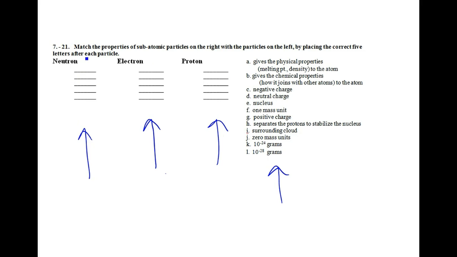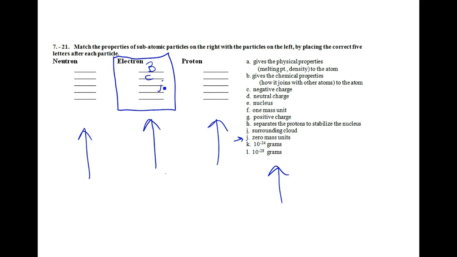So let's just focus on the electron since it was first there on the test, if I remember right. Electron does not give the physical properties. It's in charge of the chemical properties. So you would put a B here. It has a negative charge, so that's C. You should know it has a relative mass of 0, so let's find where that is. That's J, 0 mass units.